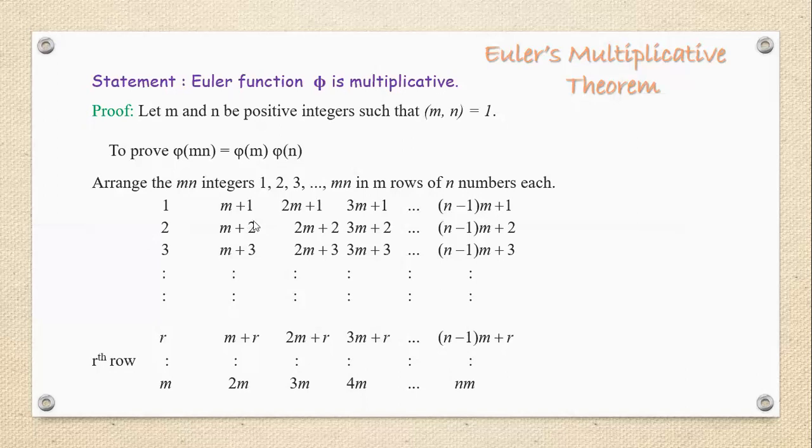If I extend to the second row, what will happen? You will get 2, m plus 2, 2m plus 2, 3m plus 2, and so on, up to (n minus 1) into m plus 2. Similarly, we can extend for the third row, fourth row, fifth row. We have to move up to the mth row. Suppose in the middle, I would like to take one more row, called the rth row. So the rth row has the terms r, m plus r, 2m plus r, 3m plus r, and so on, up to (n minus 1) into m plus r.